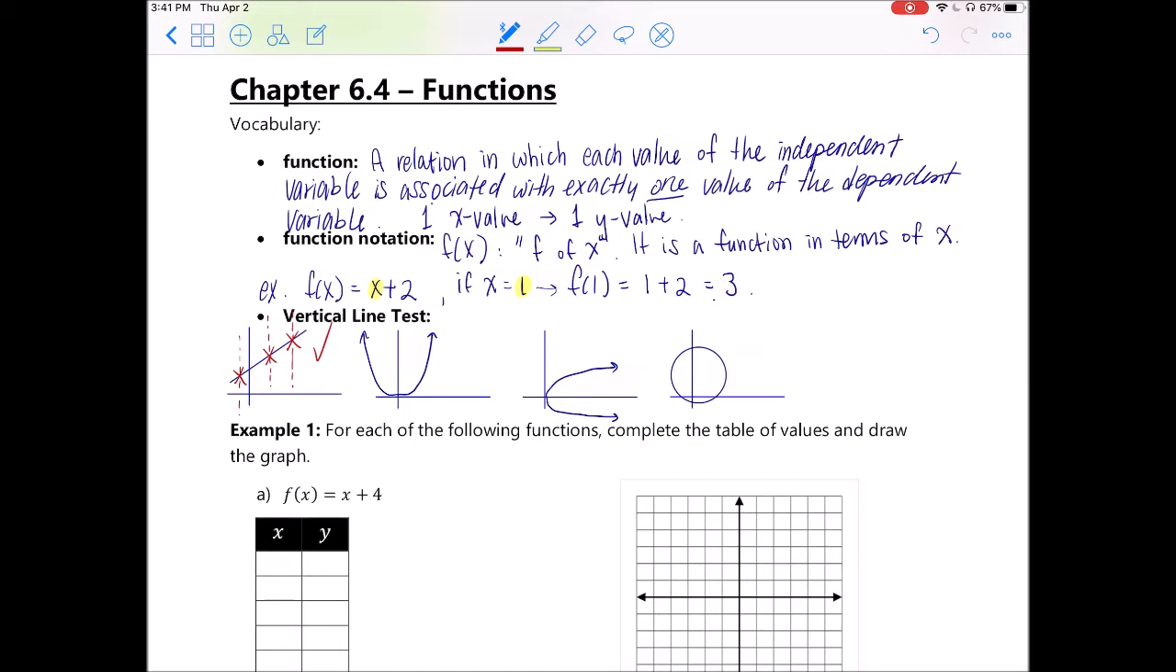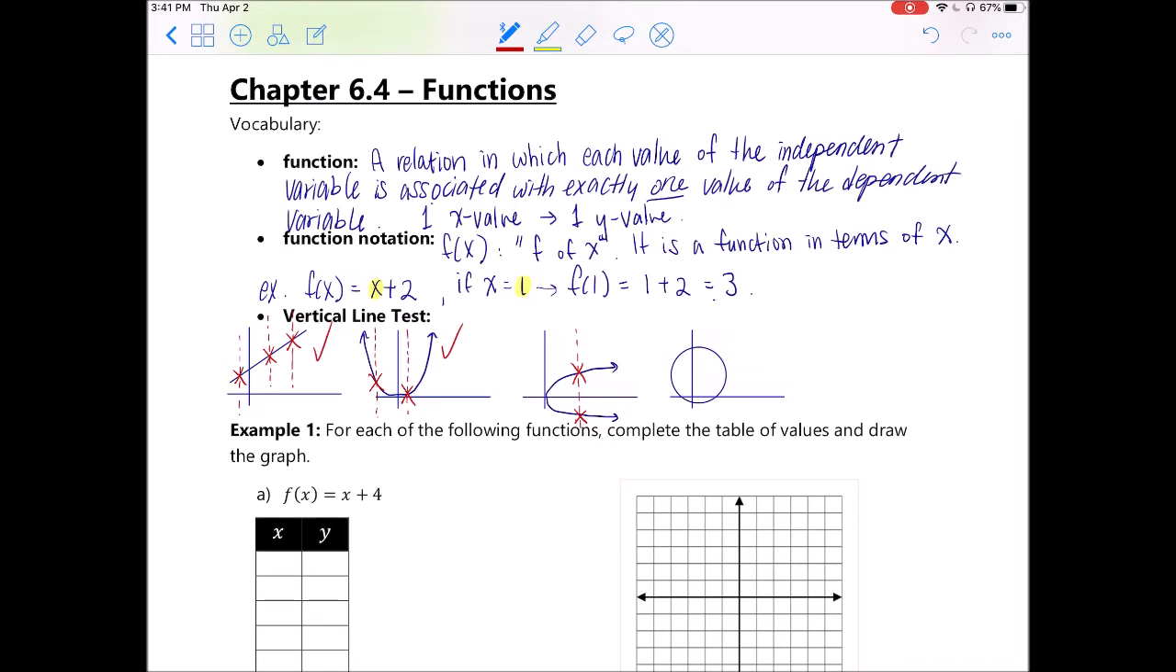Let's take a look at the second example. If I were to put a vertical line through here, then there's one intersection. If I were to choose another vertical line around here, I only see one intersection. Therefore, this is also a function. Third case, if we were to put a vertical line, I will see two intersections here. This means it is not a function.